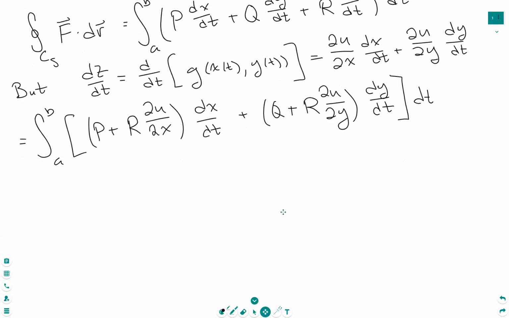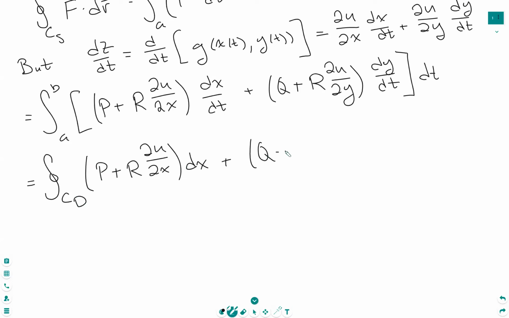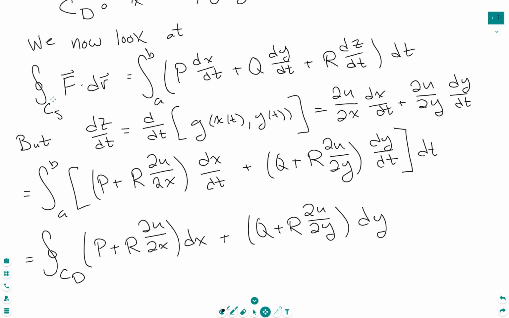Okay, so why did we group it this way? Well, remember when we were doing parameterizations, the dx/dt times this dt is the dx, and the dy/dt times this dt is just the dy. So we can write this as another line integral. But notice that we've removed all z's from this expression, which ends up being the closed line integral on the curve of the projection. This is (P + R ∂u/∂x) dx plus (Q + R ∂u/∂y) dy. So we've turned the line integral over the boundary of S into a line integral over the boundary of D.